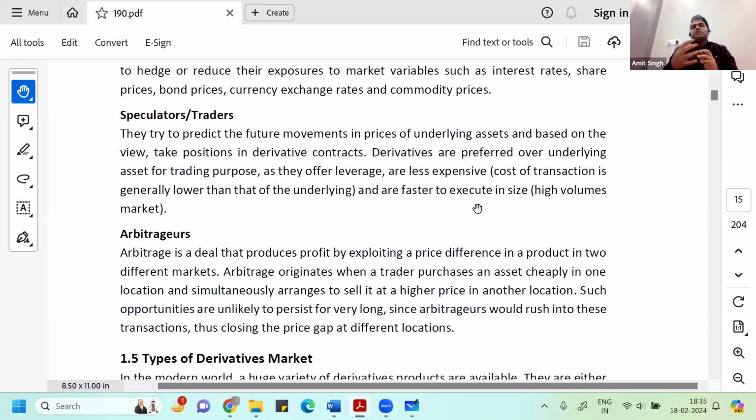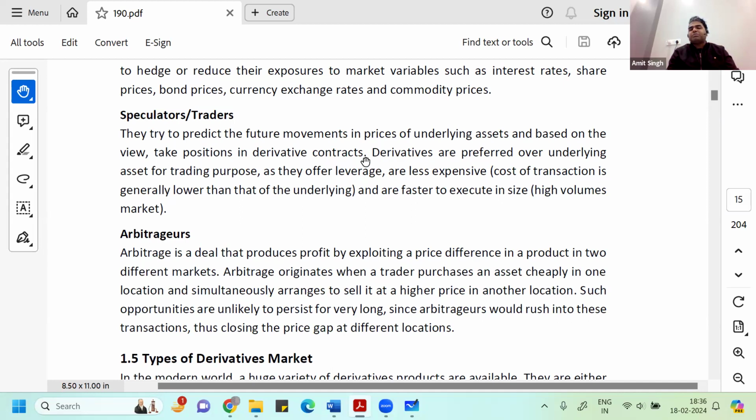Speculators are those individuals who try to predict the future momentum or the future movement in the price of the underlying asset, and based on that, they take a position in the market so that they benefit from that event. Derivatives are preferred over the underlying asset for trading purposes as they offer leverage. When you take a position in the derivative market, you don't have to pay 100% of the money you would pay when you actually buy an underlying asset.